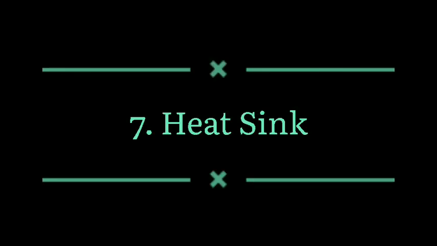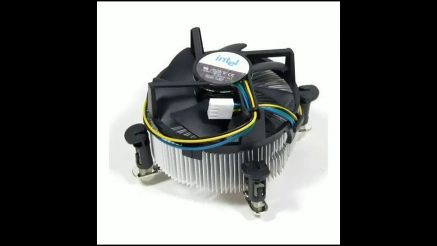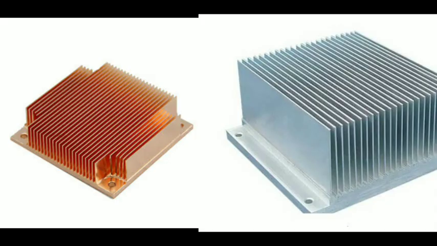Number 7, heat sink. The purpose of the heat sink is to keep the components safe from overheating. Heat sinks keep the temperature of the device in the desired range and prevent the accumulation of energy by absorbing it. It is usually constructed from copper and aluminium.